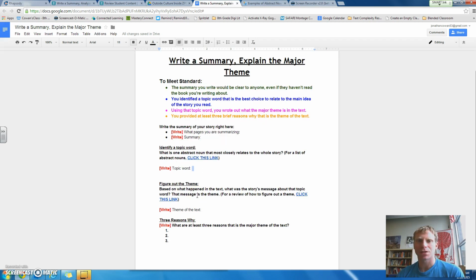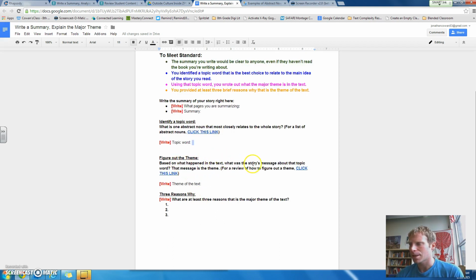Now the next part is to figure out the theme. So you're going to think about that word, and then think about what the story's message was about that word. And usually the story doesn't say it directly. You have to make an inference. What is the story trying to teach us as readers about that word? Or what could we as readers learn about that word based on the things that happen in the story? Based on what happened in the text, what was the story's message about that topic word? That message is what we call the theme.